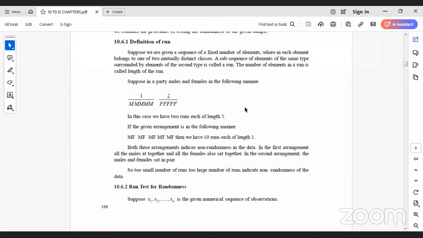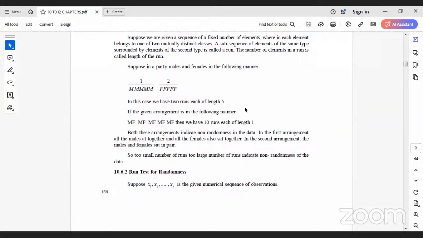In this case, we have two runs, each of length 5. In the other arrangement, MF, MF, MF, MF, male, female, male, female, we have 10 runs, each of length 1. Both these arrangements indicate non-randomness in the data. In the first arrangement, all the males sat together and all the females also sat together. In the second arrangement, the males and females sat in pairs. Therefore, too large or too small a number of runs indicates non-randomness of the data.